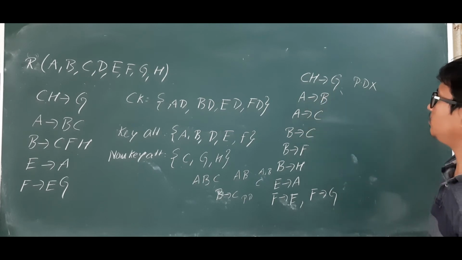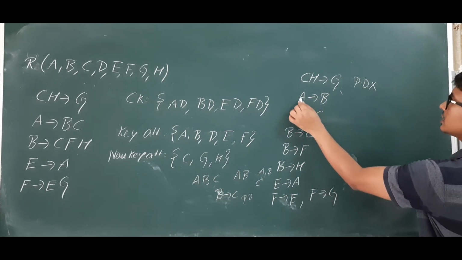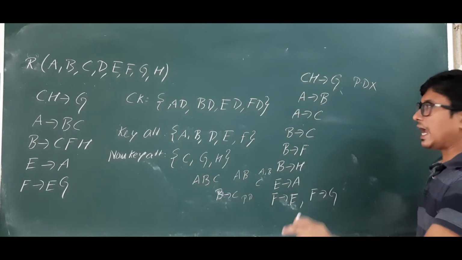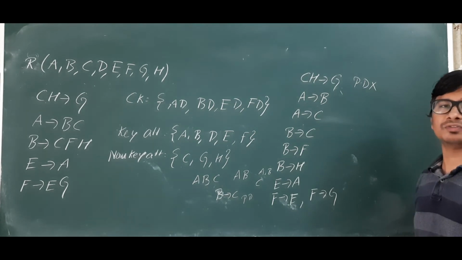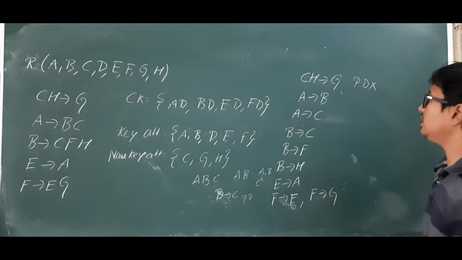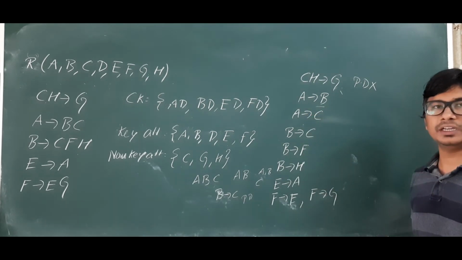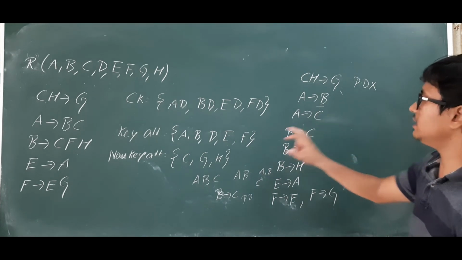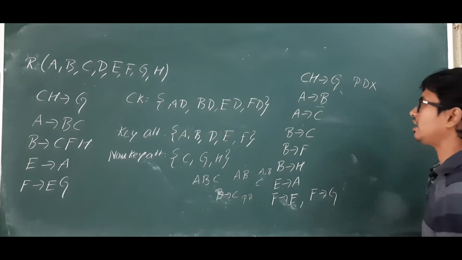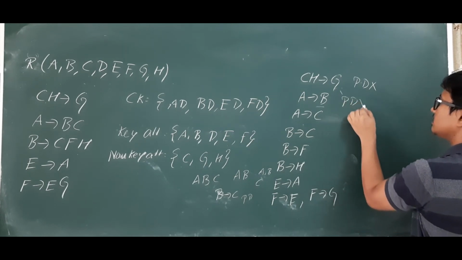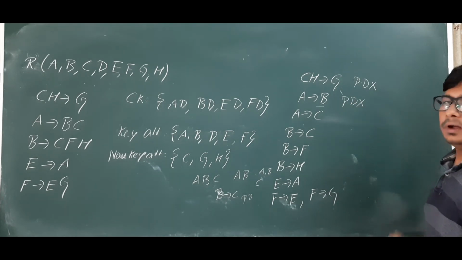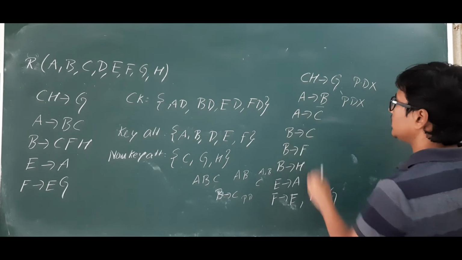Now A determines B. A lot of people get confused and say that this is a partial dependency. Why? They say that AD is the candidate key, so the left hand side is a part of the candidate key, and they say it is a partial dependency. No, it is not a partial dependency. Why? The right hand side should be a non-key attribute. B is a key attribute, not a non-key attribute. So I need not check what is on the left hand side, and I can say that it is not a partial dependency.